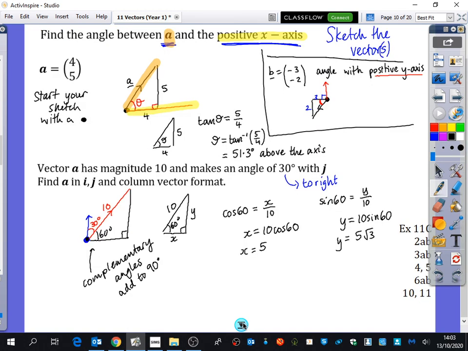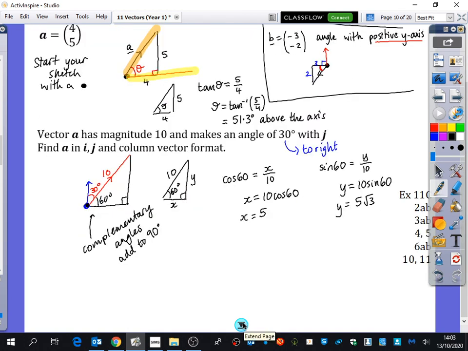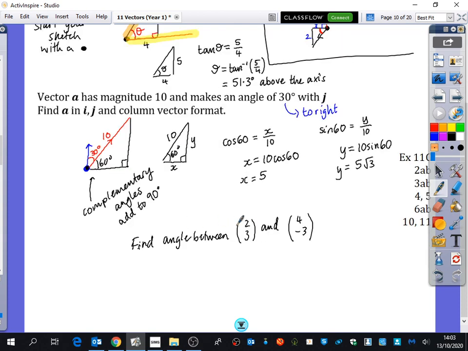I thought I might just throw in one random question at the bottom for us to think about. You might not want to write this down, you might just want to think about it. If it said find the angle between, let's have a think, 2, 3 and 4, minus 3. Anyone got any suggestions about how you might even try and find the angle between two vectors? What did we do for the other? We're going to draw the triangles. Do you remember how we started off?